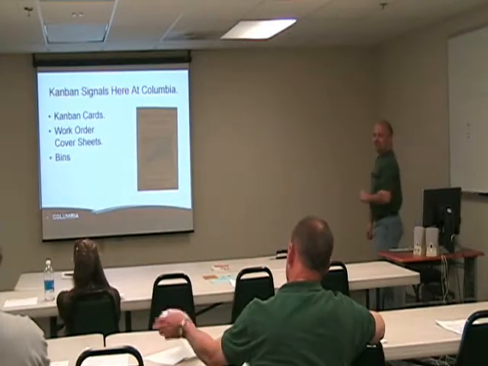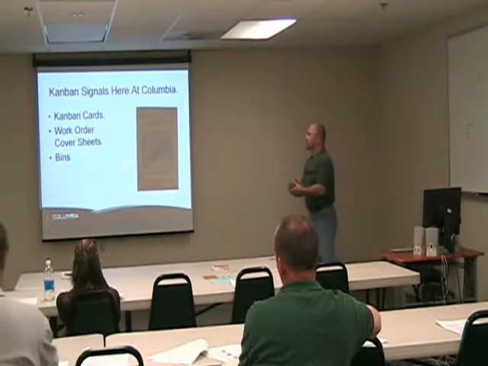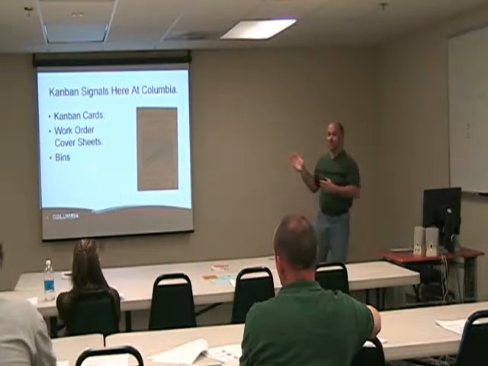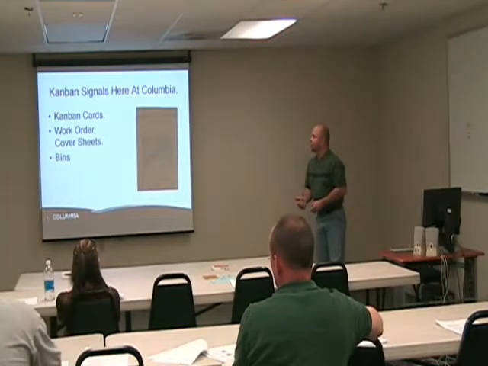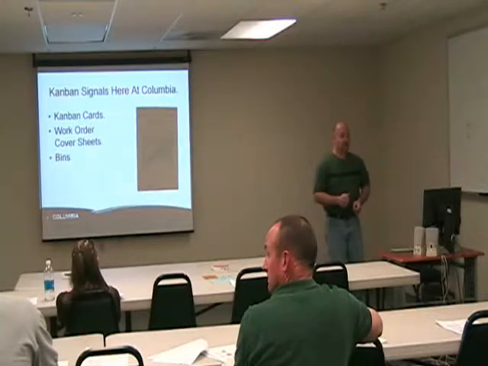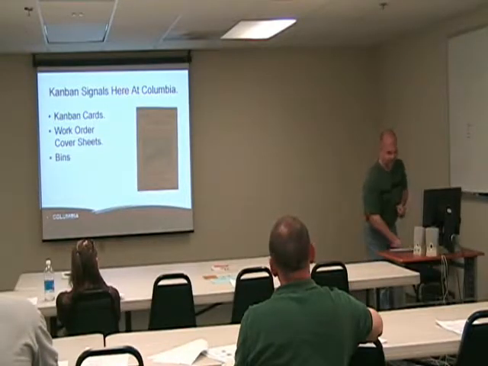Okay, signals. A signal, like I said earlier, is just something that tells you to produce a part. These are the common things that you're going to find for signals here at Columbia, but it could be anything. Primarily we use Kanban cards, we have work order cover sheets, and we use bins. We can also use bags and different things to tell us when we need to purchase more parts.